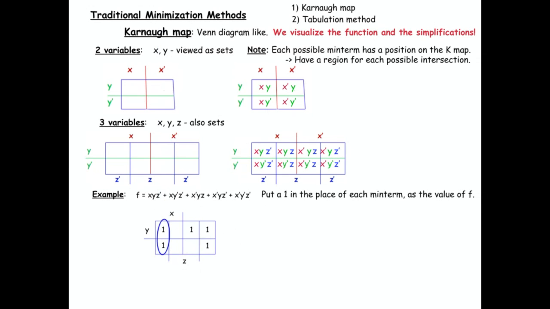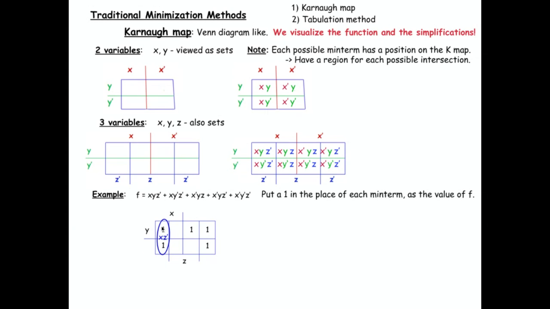So now we're going to group them, right? And we can group them if they touch each other. And when we do that, we can express that shape, that little oval or ellipse, as a simplified term, as a simplified product.